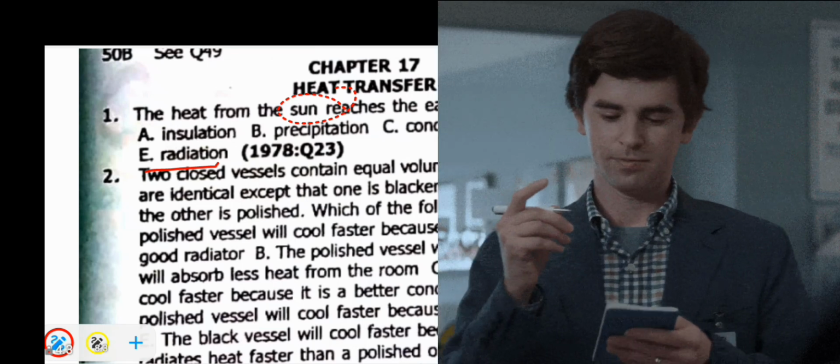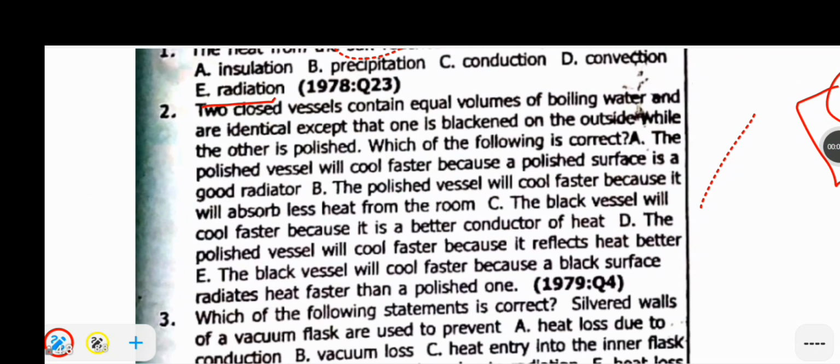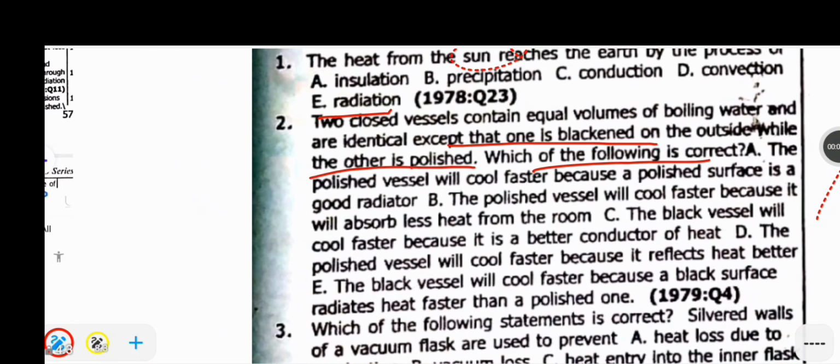Okay. So the next one, we are told that two closed vessels contain equal volumes of boiling water, and they are identical except that one is blackened. So one is painted black on the outside while the other is polished. Which of the following is correct? Before we go through the options, you need to know what a black body is first.